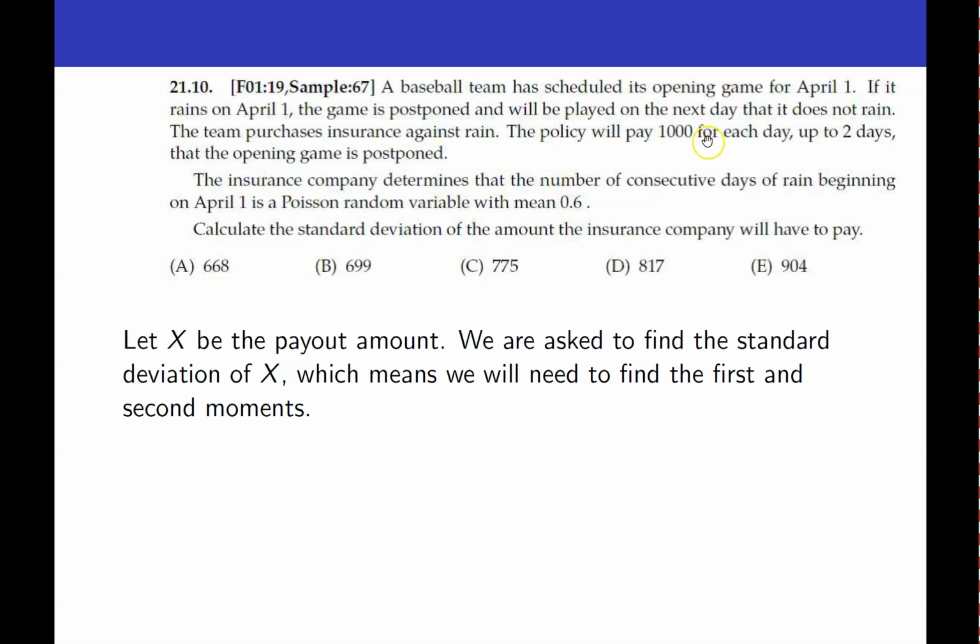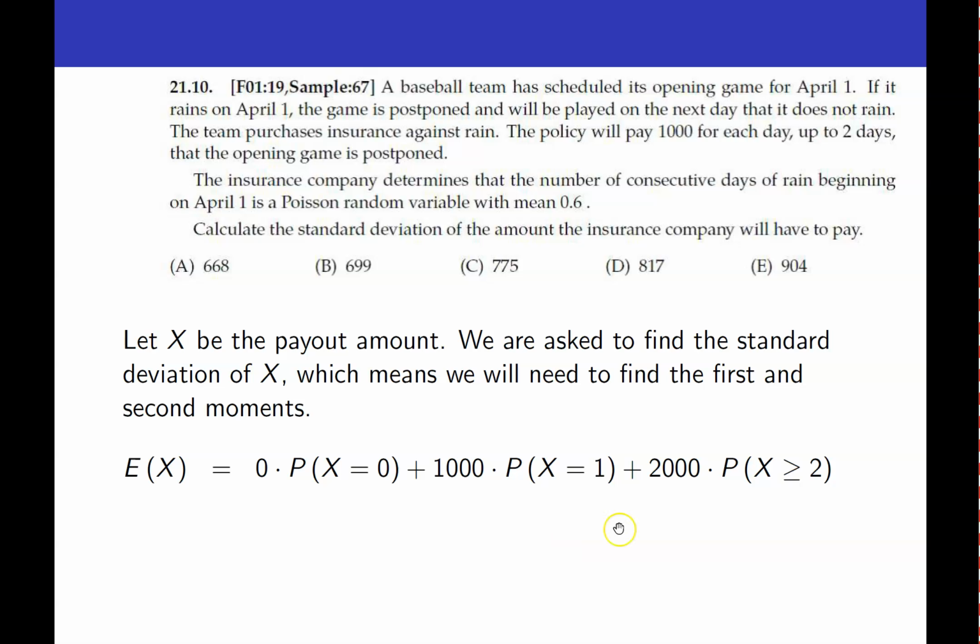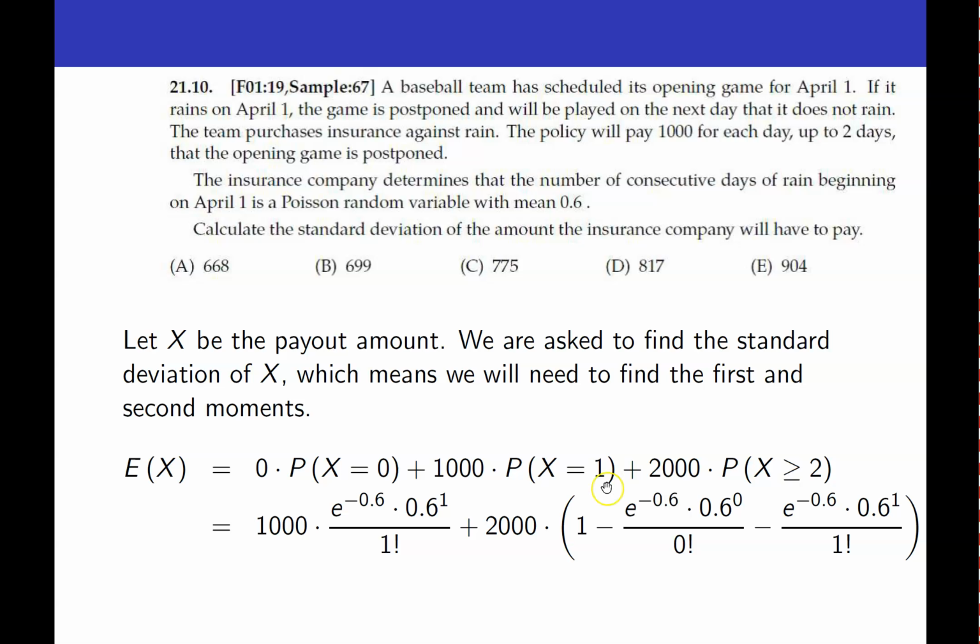We know the payout for 1 day will be 1,000, and for 2 or more days will be 2,000. So we want to figure out the expected value and the second moment, the expected value of X squared, using that payout. To that end, here's what the payout would look like for your expected value. If there's no days rained out, the insurance will pay nothing. If there's 1 day rained out, the insurance will pay 1,000. If 2 or more days are rained out, the insurance will pay 2,000. So now figuring out these values, of course, this first part's going to be 0.